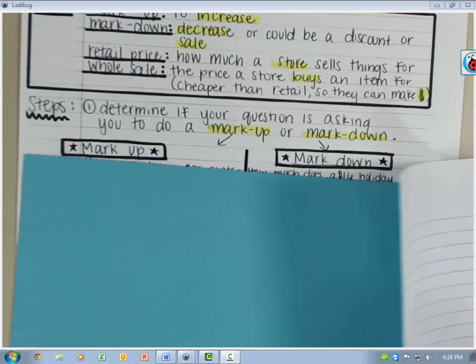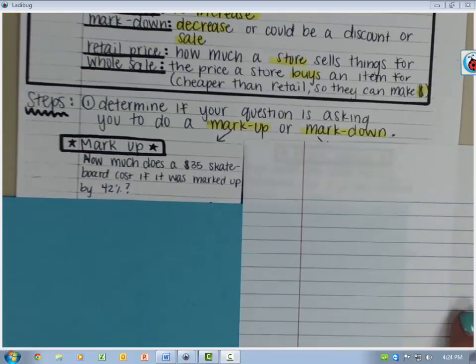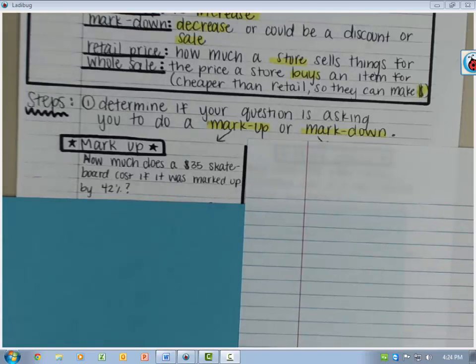Sorry, I got to cover this up. Okay, markup. So we have a little question now. This question, I'm not going to use this question to do any math work. It's just simply a question so you can see where I'm getting these numbers from. So it says, how much does a $35 skateboard cost if it was marked up by 42%?